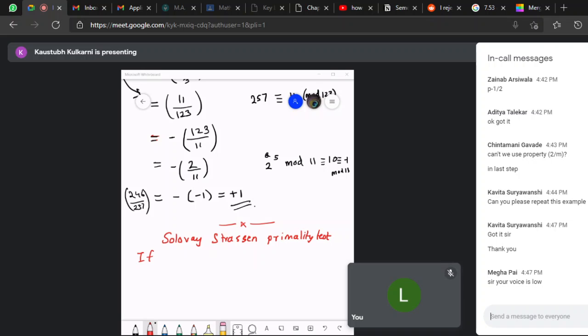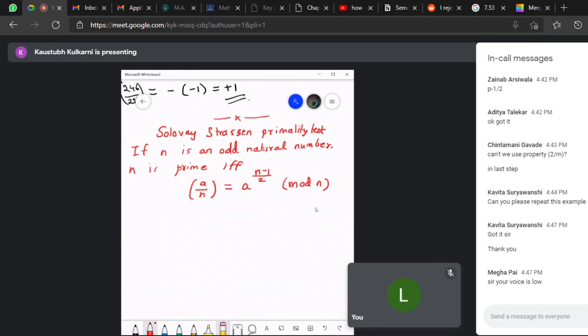Okay, sorry for that. So the Solovay-Strassen primality test. If I want to test the primality of some number n, where n is an odd natural number, then n is prime if and only if the Jacobi symbol of a upon n is equal to a raised to n minus 1 upon 2 mod n, and this holds for all a such that GCD of a and n is 1.